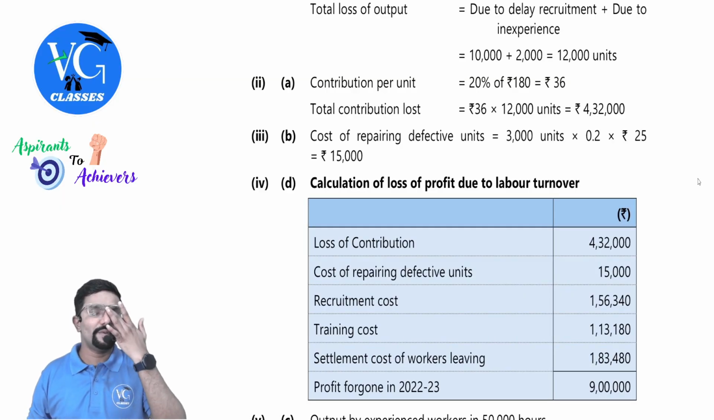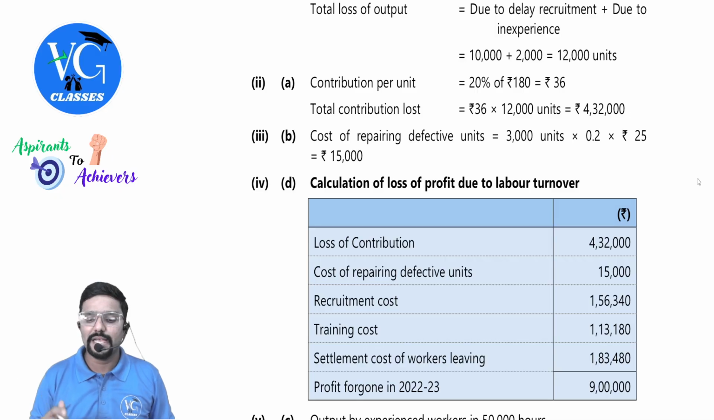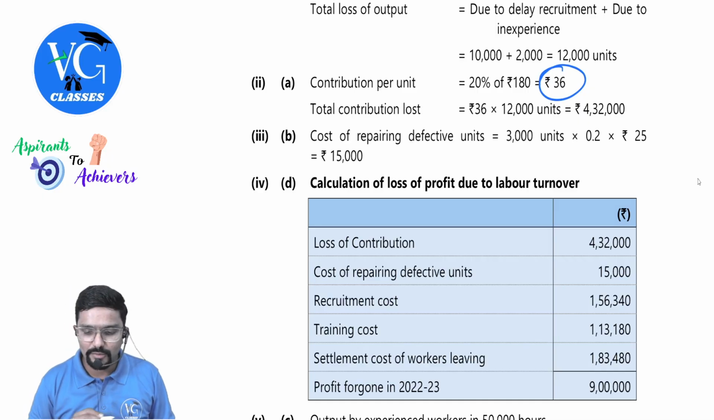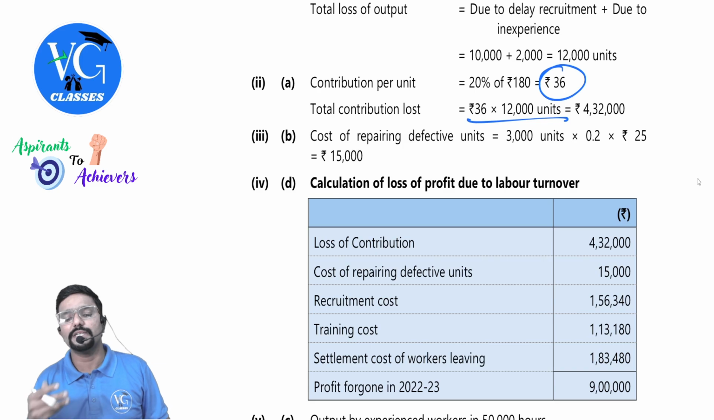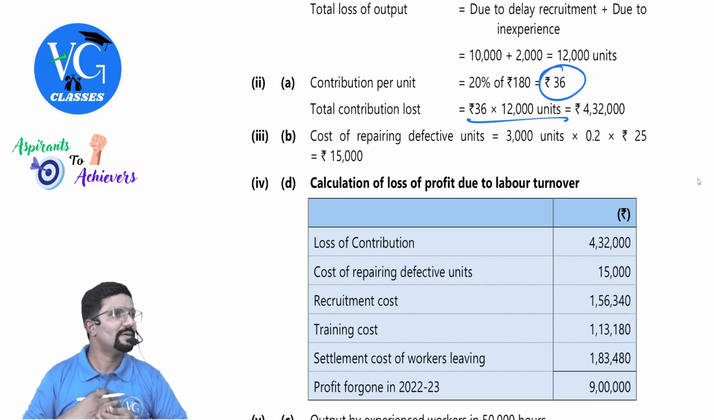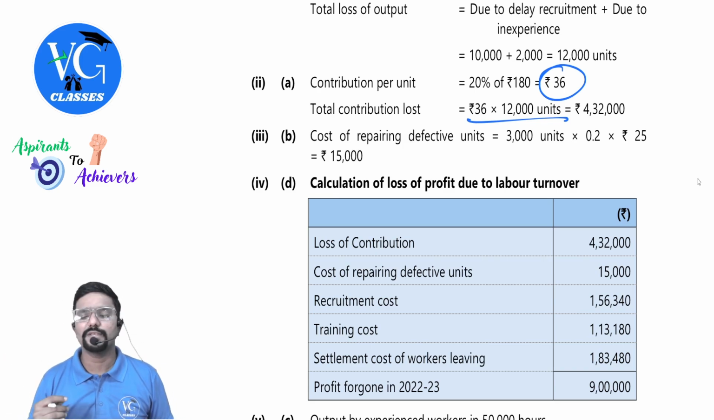Contribution per unit, guys. How much? 180 is the sale value. So 20% is the PV ratio. How much is the contribution per unit? 36. Now total contribution lost is how much? 12,000 units into 36, which comes to 4,32,000.